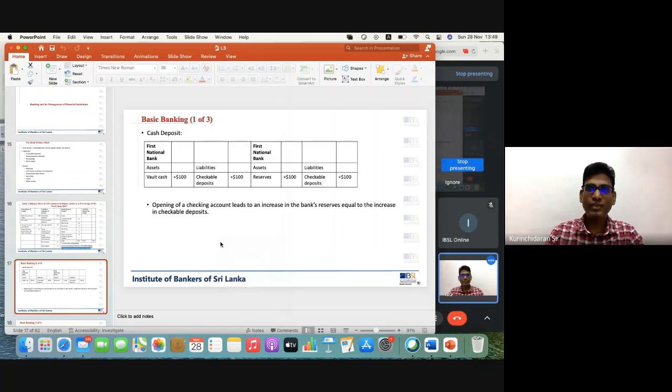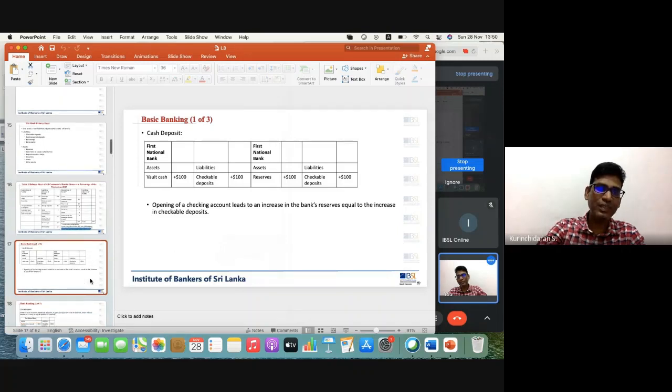Think of our statutory reserve requirement, SRR. That percentage may vary, but for the time being, think of this as the requirement, so the money is parked in the reserve account. So on the asset side you have reserves, and on the liability side, checkable deposits. This is in terms of cash deposits.